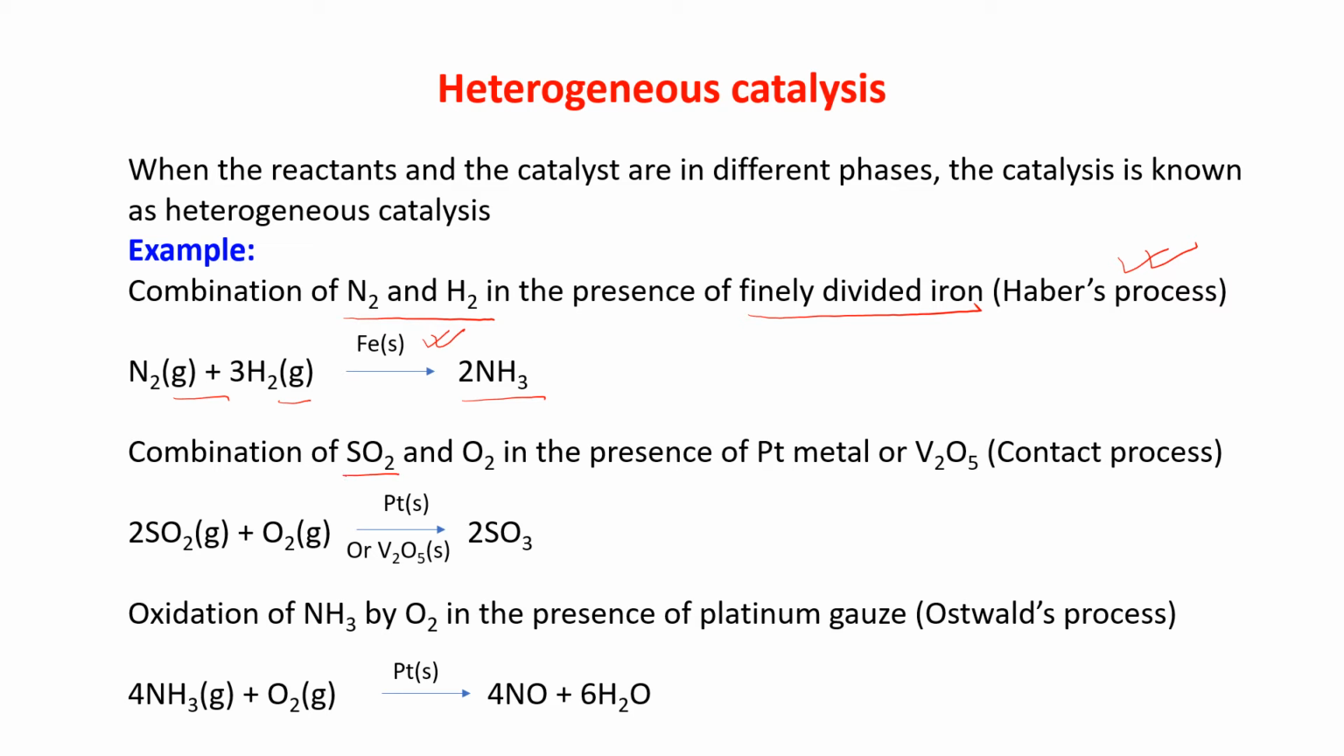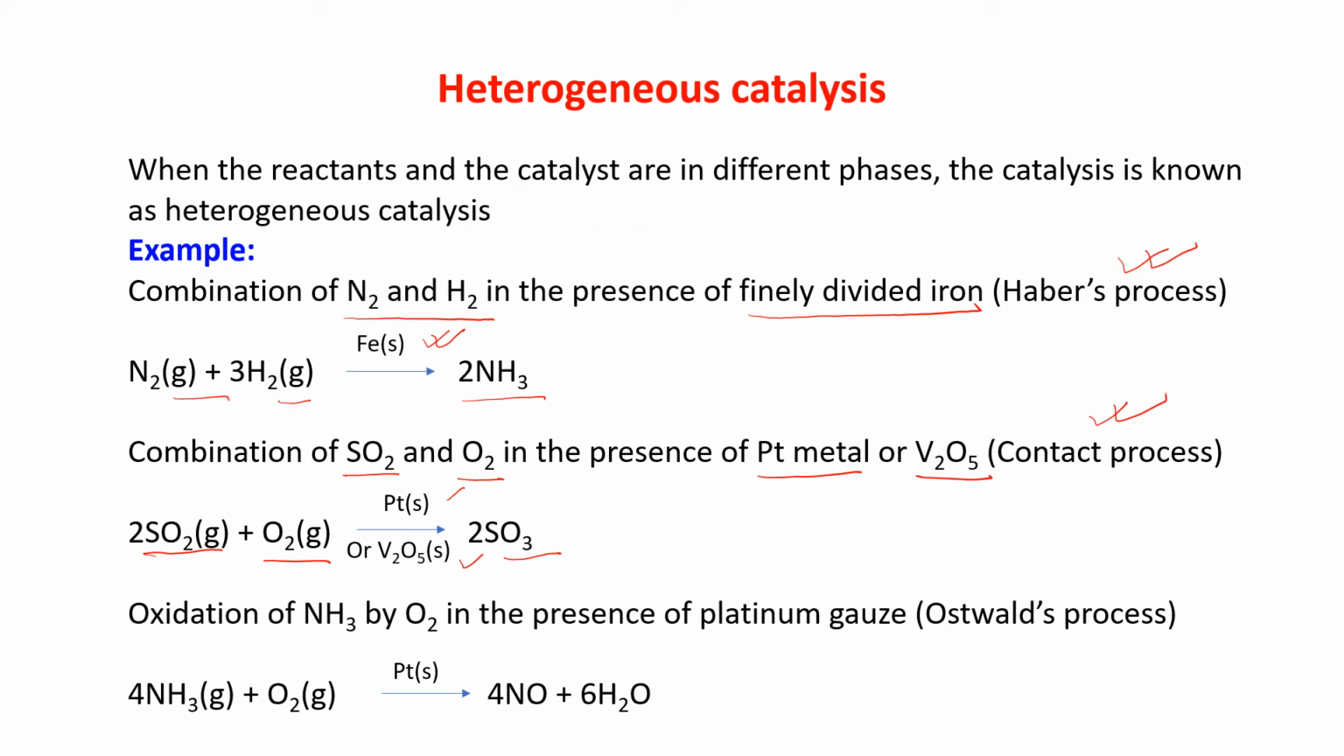Combination of SO2 and O2. Both the reactants are in the gaseous phase, in presence of platinum metal or vanadium pentoxide, that is the contact process. So SO2 is in the gaseous phase, O2 is in the gaseous phase, and platinum and V2O5 both are in the solid phase. We are getting SO3.